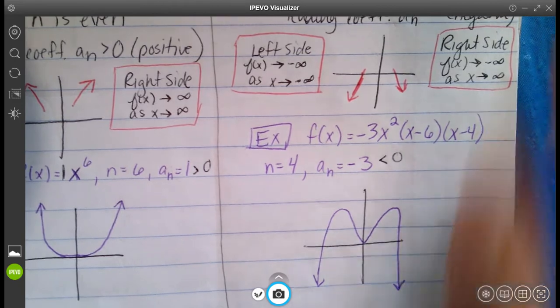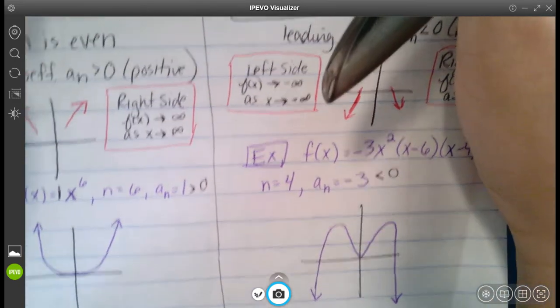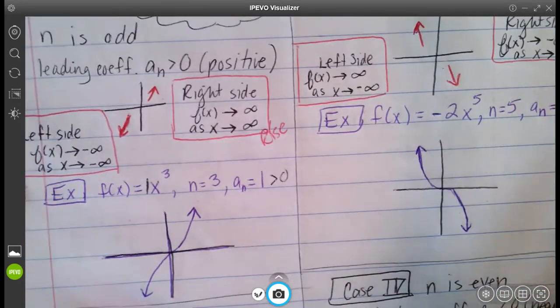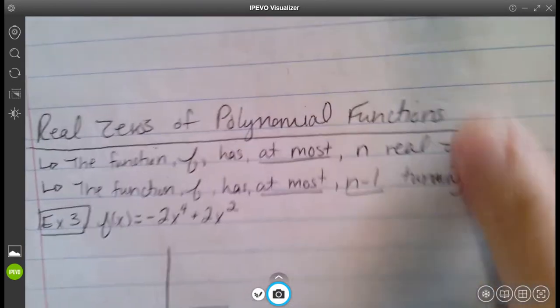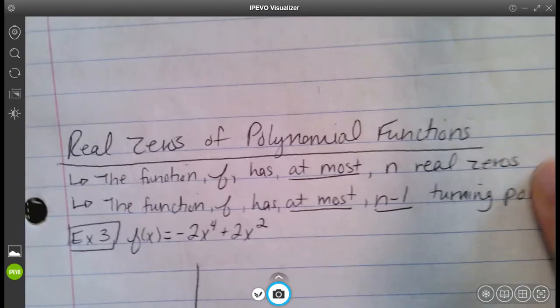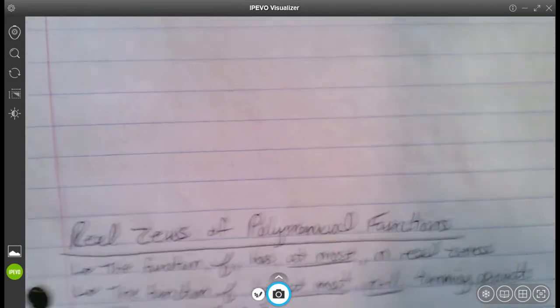And those are the 4 different cases, which we are going to use in conjunction with one more type of, not test exactly, but process to be able to graph some stuff. Okay, but we'll get to that in a bit.